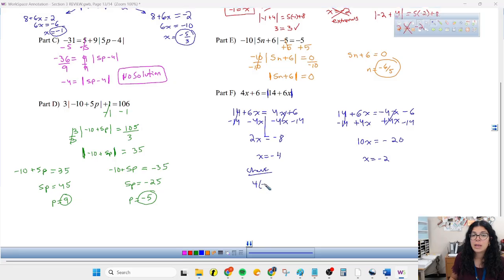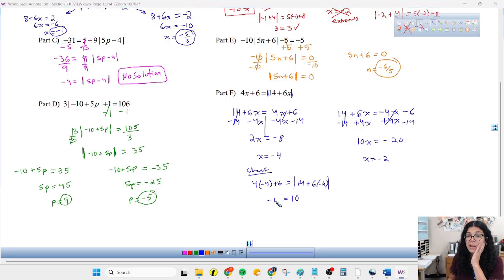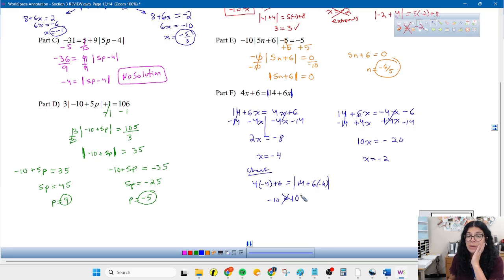So 4 times negative 4 plus 6, does that equal the absolute value of 14 plus 6 times negative 4? Well, 6 times negative 4 is negative 24. Negative 24 plus 14 is negative 10. The absolute value of negative 10 is positive 10. On the left side, 4 times negative 4 would be negative 16. Negative 16 plus 6 would be negative 10. So those are not the same. So negative 4 is extraneous.